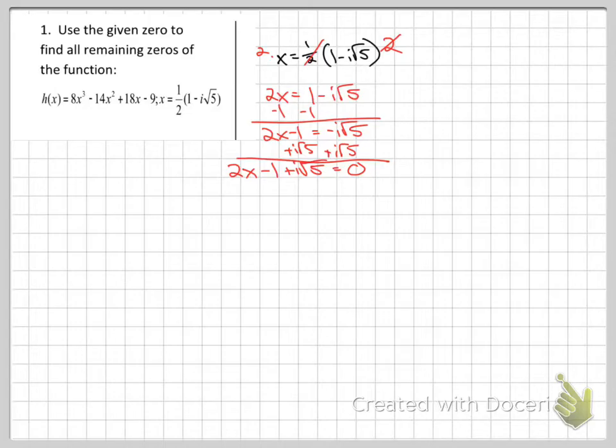Logically then, because it comes in a conjugate pair, my other factor must be 2x still minus 1, but minus i root 5, because those are conjugates. You only change the plus or minus in front of the root or the i. In this case, it's the root and the i. Now I need to multiply those together.